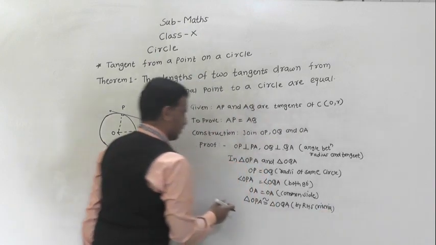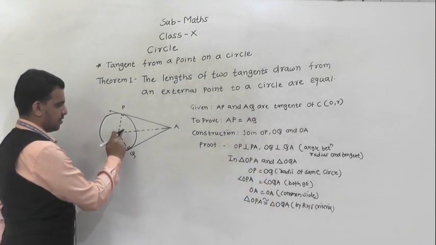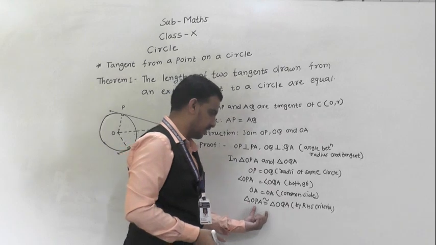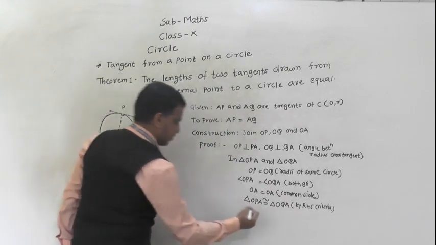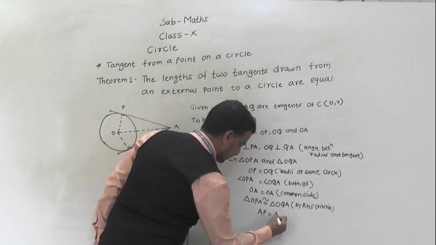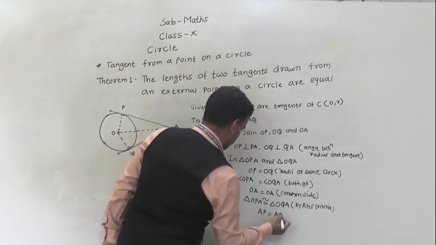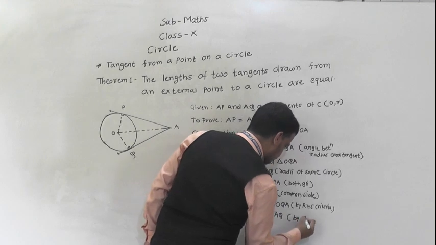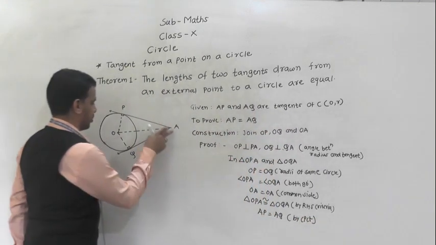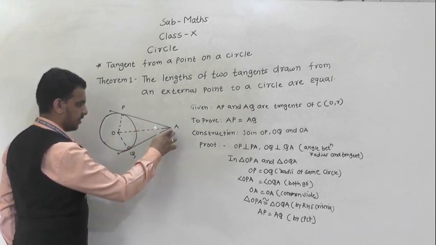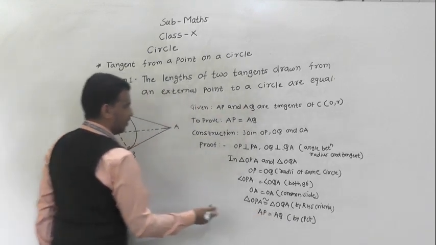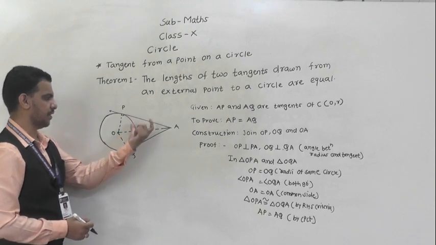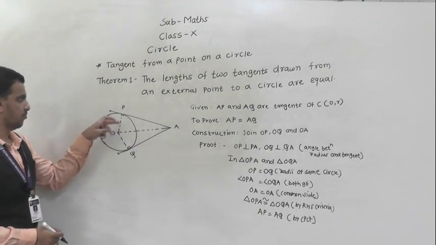If these two triangles are congruent, corresponding sides are equal. AP and AQ are corresponding sides of triangle OPA and triangle OQA. So we can write AP is equal to AQ, or PA is equal to QA, by CPCT. So AP and AQ are tangents drawn from an external point A, and they are equal. We first showed that the triangles are congruent, and then we wrote that AP and AQ are equal. Now we will prove the next theorem.